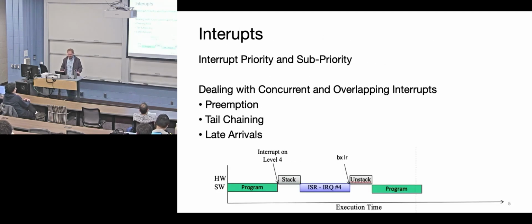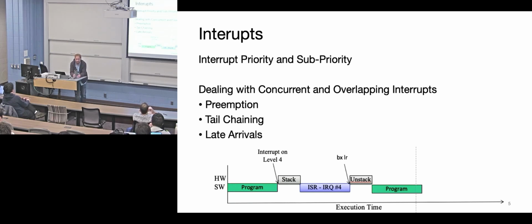We talked about different interrupts and how interrupts interrupt each other. So we have preemption, tail chaining, late arrivals. These were all special conditions that occur when multiple interrupts are happening at once. It's one thing to have the mental model of how one interrupt works, but then how do these concurrent interrupts work together? We also have the idea of preemption priority and sub-priority. What's the difference between the two?